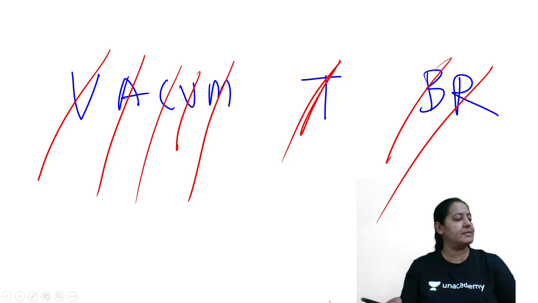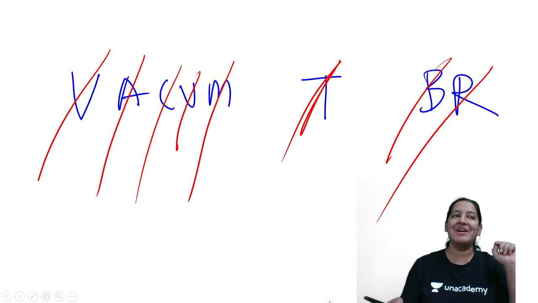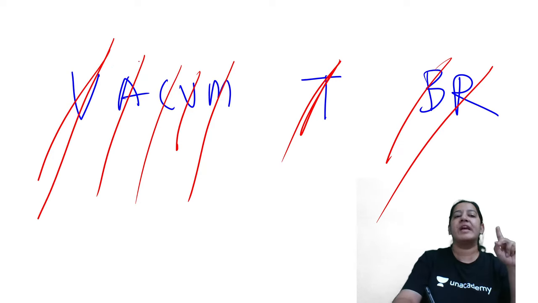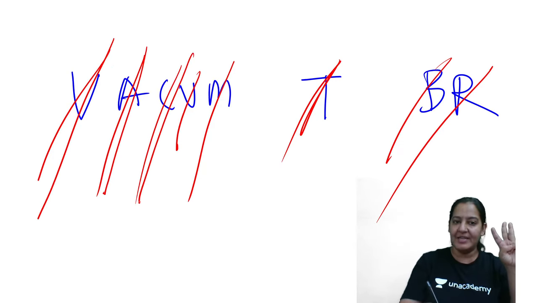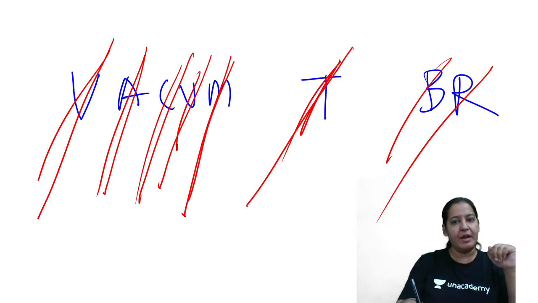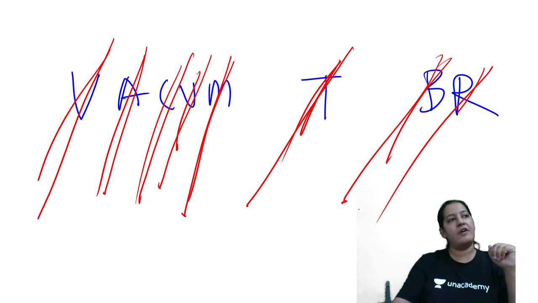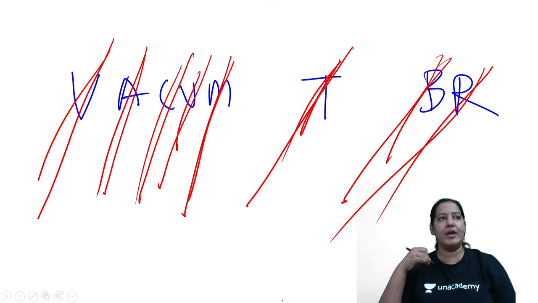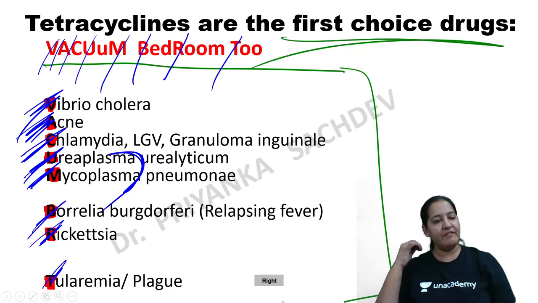It's very easy, I guess. Give me a minute. I guess it's very easy. Do you have any doubt in that? Vacuum the bedroom. Yes, Praveena. V for Vibrio, A for acne, C for chlamydia, U for ureaplasma, M for mycoplasma, T for tularemia, B for borrelia, R for rickettsia. Very good. Very good, Roy. Very good. So shall we proceed ahead?